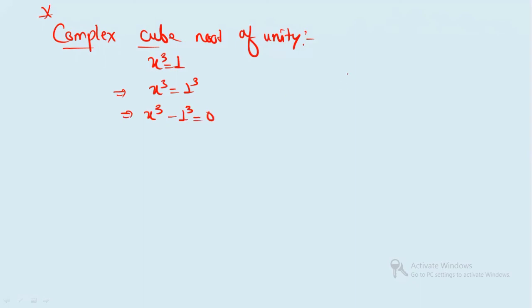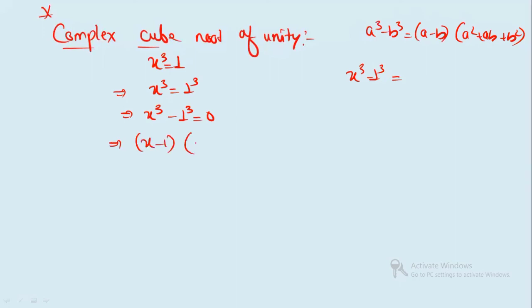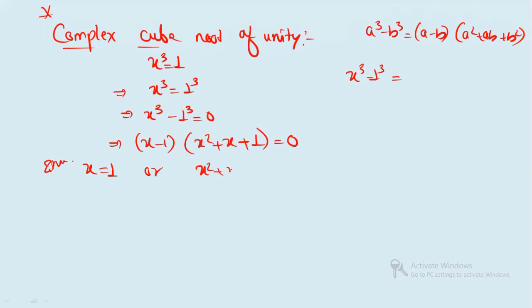Now I will bring this 1 cube to the left hand side. For this I will use the basic formula, x cube minus 1 cube is equal to what? You know a cube minus b cube is what? a minus b into a square plus ab plus b square. So this will give you x minus 1 into x square plus x plus 1, equal to 0. So from here what you can write? Either x equals 1, or x square plus x plus 1 equals 0. x minus 1 equals 0 gives you x equals 1.